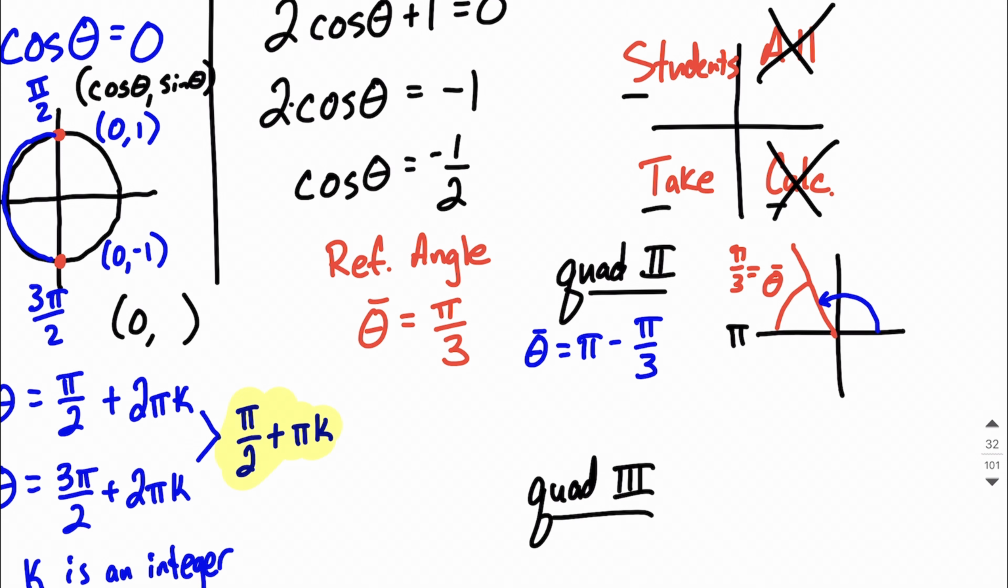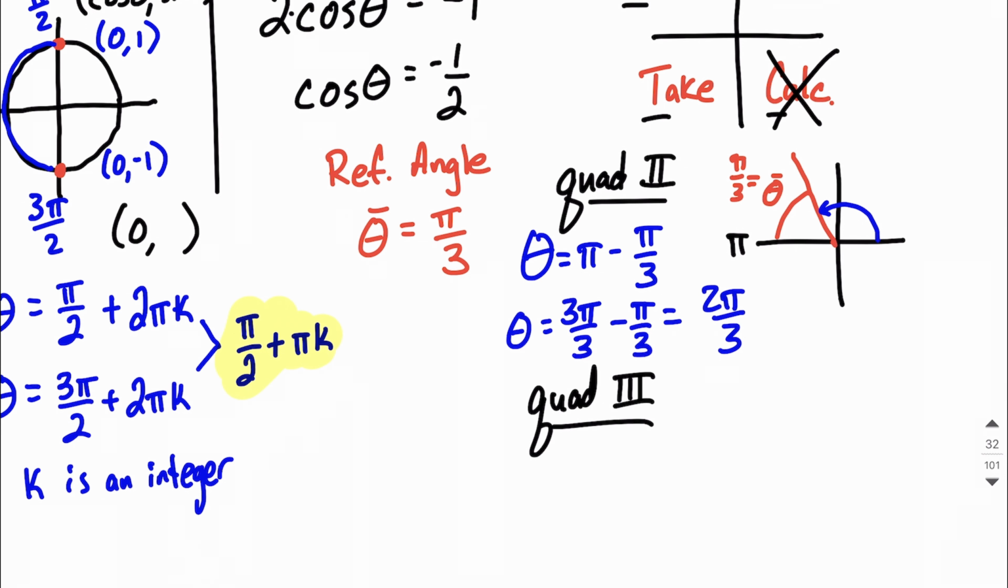Oops, I don't want that to be a theta bar. I just want that to be a theta. Just to be clear here, it's not the reference angle. It's the actual solution that we're finding here. To clean this up a little bit, I'm going to rewrite pi as 3 pi over 3 so we get that common denominator. And then combining these together, we get 2 pi over 3.